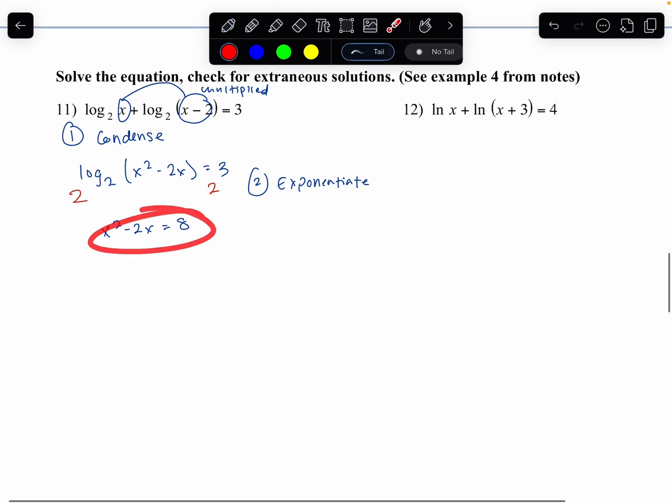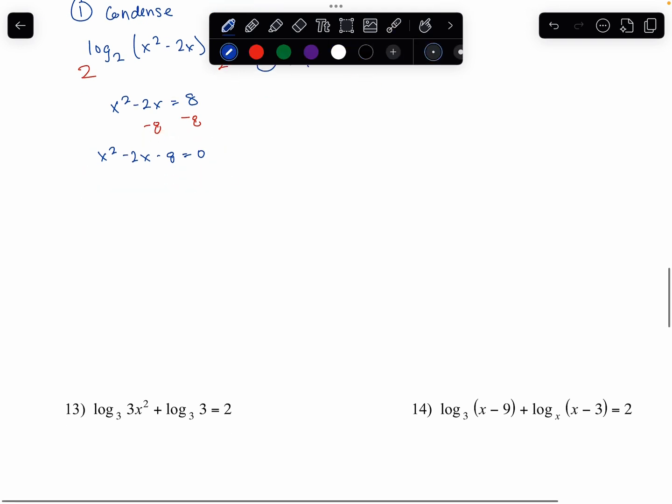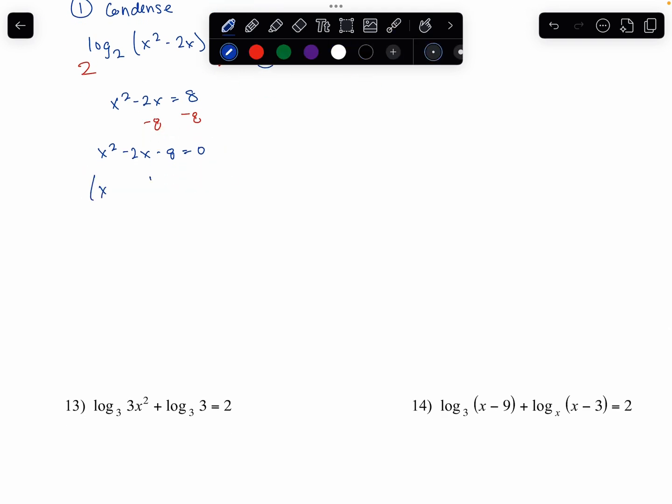And again, I have a quadratic, so let's go ahead and subtract 8 from both sides. So subtract 8 and subtract 8. And I'll get x squared minus 2x minus 8 equal to 0. Then here, let's see if this is factorable. What multiplies to be negative 8 and adds to be negative 2? I think that's going to come out to be x minus 4 and x plus 2. So my solutions will be x equals 4 and x equals negative 2.